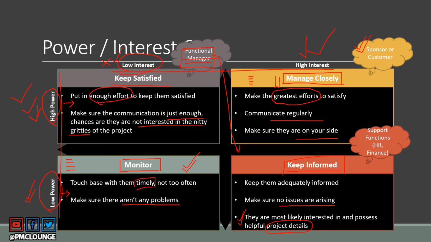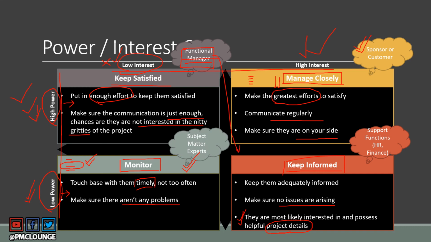Why is this important? When you have it, you can just look at a person and you can understand, okay, what kind of details does this person require from my project? What is it that motivates him? What is it that he is expecting out of this project? So that is why maintaining a power and interest grid is of utmost importance for a project manager.